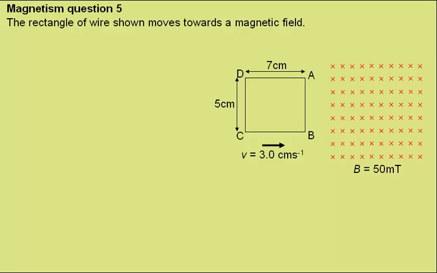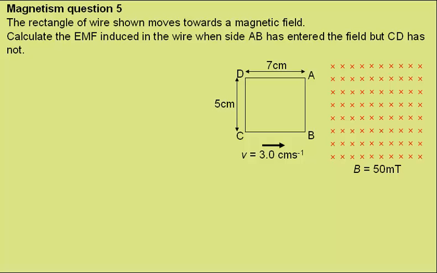Magnetism, question 5. The rectangle of wire shown moves towards a magnetic field. Calculate the EMF induced in the wire when side AB, this side here, has entered the field, but CD, here, has not. Well, we're given the dimensions of the rectangle, and it is approaching the magnetic field at 3 centimeters per second, and the magnetic field has a flux density of 50 millitesla.